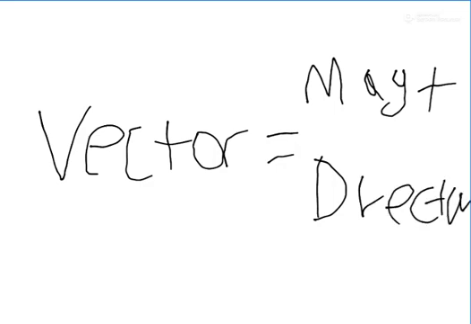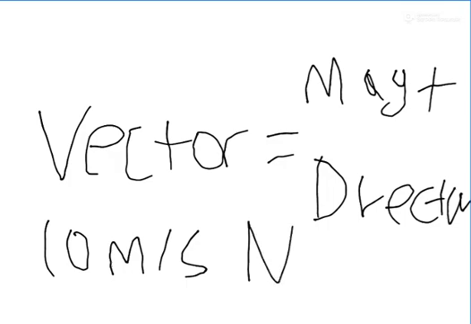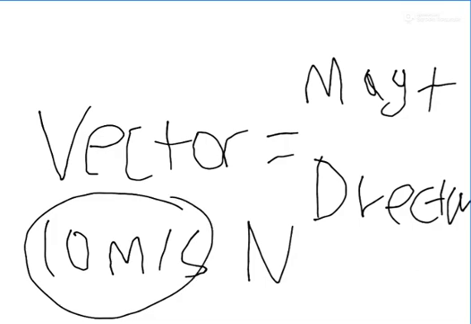For example, when we're talking about velocity, you may use the term 10 meters per second. But we have to state the direction: 10 meters per second north. The 10 meters per second represents the magnitude component of velocity, and the direction is represented as north in this example. So when we mention velocity, there has to be a mention of its direction.